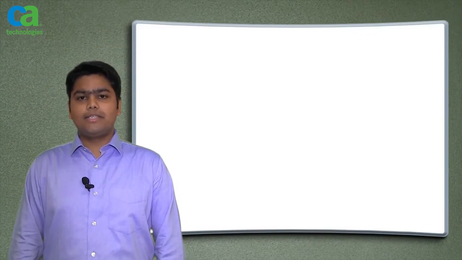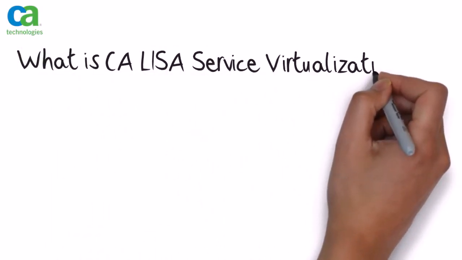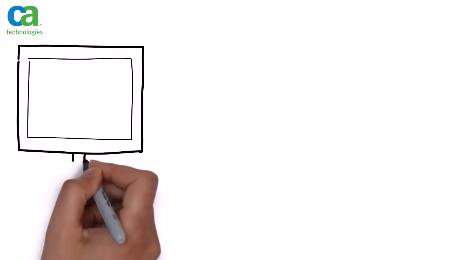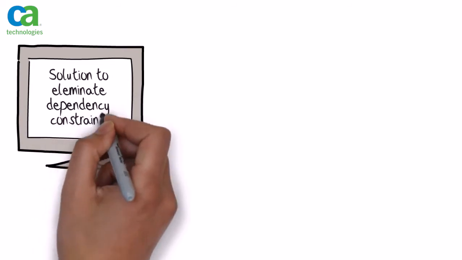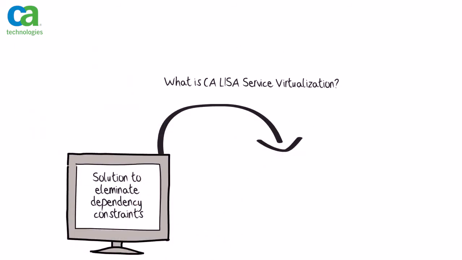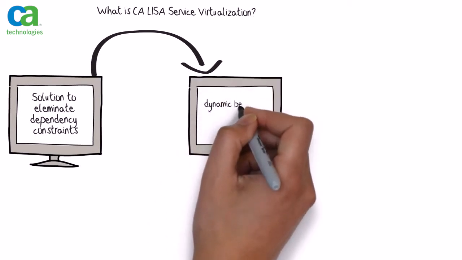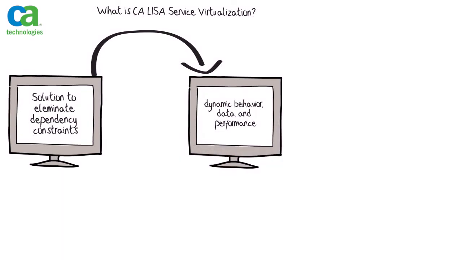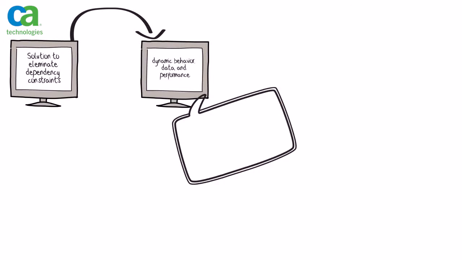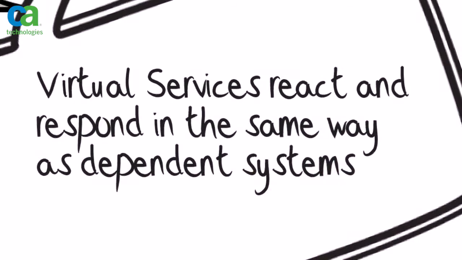In this video, I'll be discussing how to create virtual services using CA/LISA service virtualization. What is CA/LISA service virtualization? It is a solution that eliminates dependency constraints by virtualizing unavailable or incomplete systems. Service virtualization allows you to capture and model dependent systems' dynamic behavior, data, and performance as virtual services, which react and respond in the same way as the dependent systems.